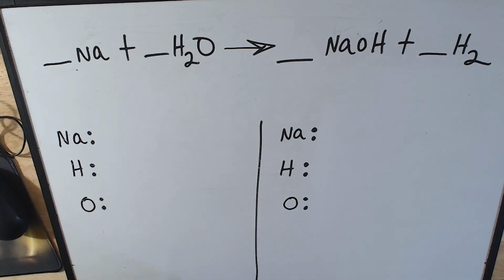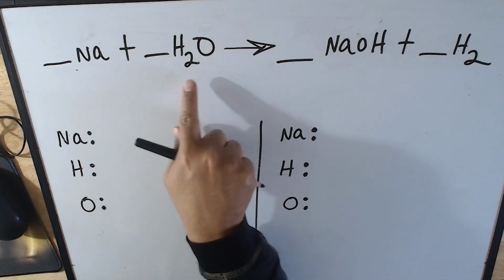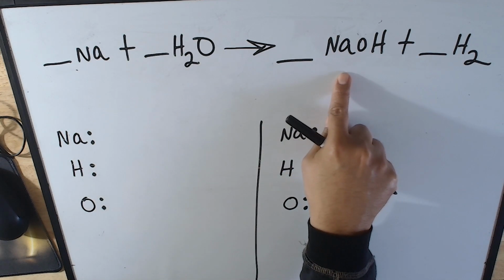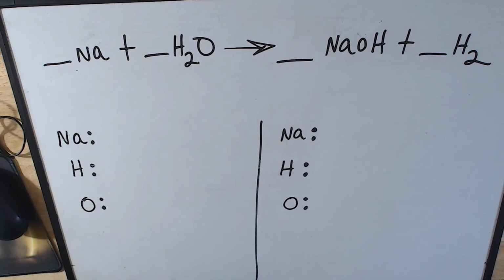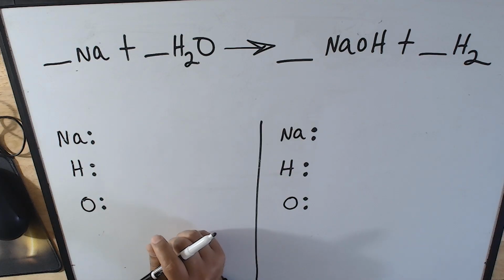Okay, in this chemical equation, we have sodium reacting with water and producing sodium hydroxide and hydrogen gas. One of the first things that we need to do is determine how many atoms we have for each of the elements in the reactant and product side.